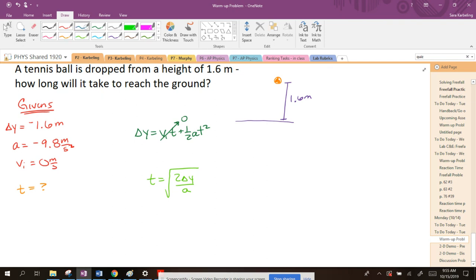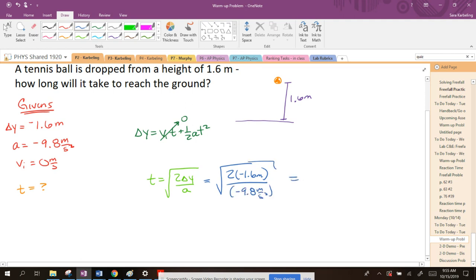Here we go. So we're going to plug them in. So we've got the square root of 2 times negative 1.6 meters divided by negative 9.8 meters per second squared. And you get a time of what? Oh, you guys are so cute because you all have it, I think, don't you? You had a calculator, and you did it. Do it right now. Get out your calculator. Figure out the time right now.